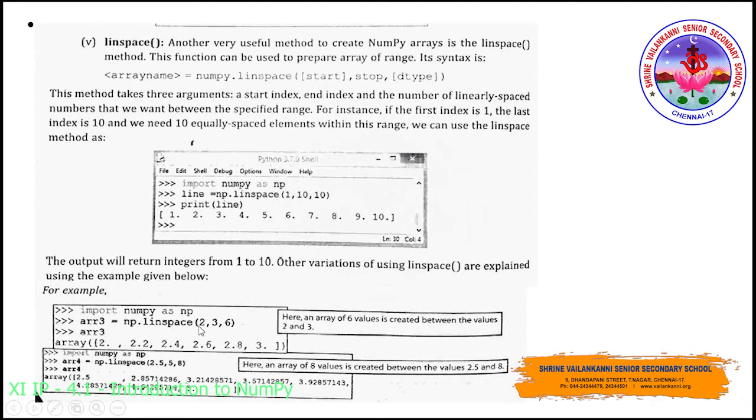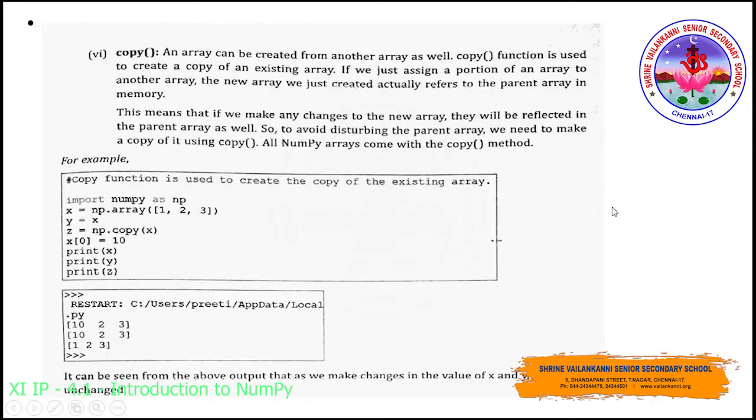Even if you look at this particular example, 2, 3, comma 6. Starting from 2 till 3, I wanted to display only 6 values. So 6 values will be created between 2 and 3. Starting from 2, 2.2, 2.4, 2.6, 2.8. So it will equally generate the numbers. Totally, I wanted to display only six numbers, so totally six numbers will be equally generated. This is how this linspace method works. Clear?